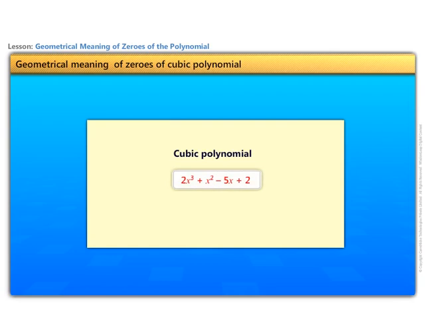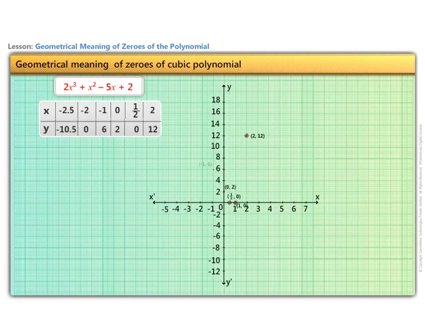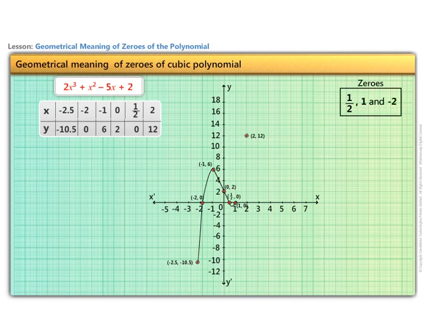Let us take a cubic polynomial 2x cubed plus x squared minus 5x plus 2. Observe the graph obtained by plotting the listed values of y for different values of x. From the graph, we see that the zeros of the polynomial are the x-coordinates where the curve crosses the x-axis, that is, at points half, 1 and minus 2.